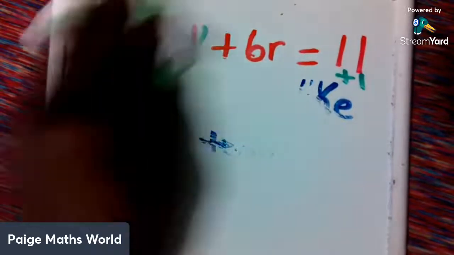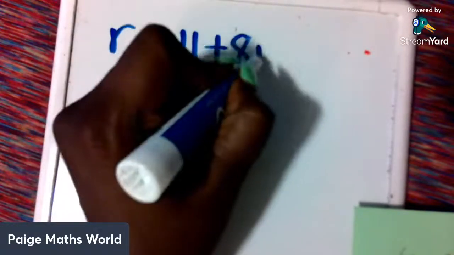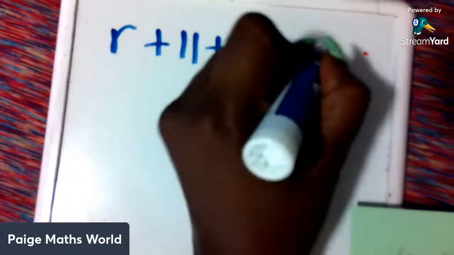Remember, you combine like terms. You have to try to get what is similar on one side, and on the other side, you have to group your other terms. So we're going to be looking at this one: R plus 11 plus 8R is equal to 29.